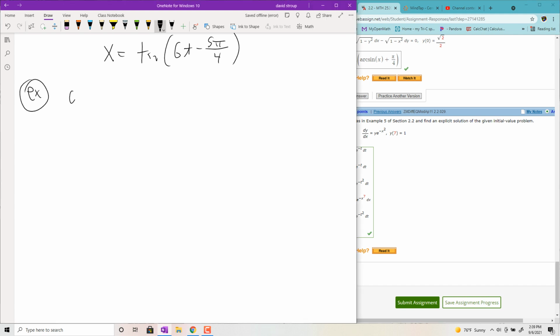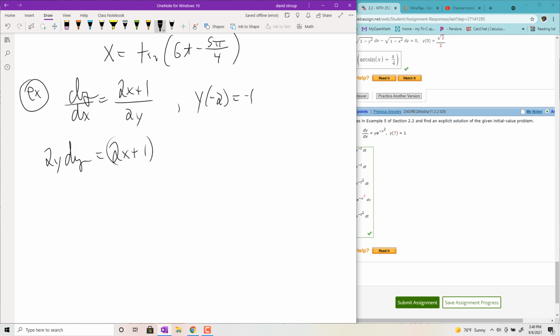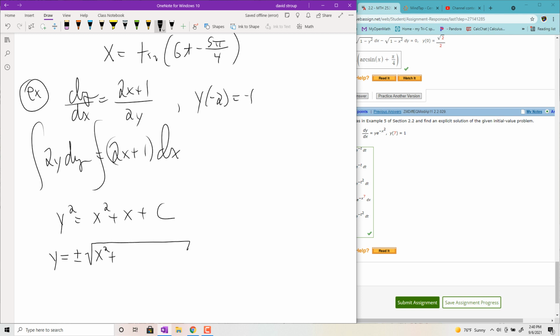So anyways, an example: dy over dx equals 2x plus 1 over 2y, and then we want y of negative 2 equals negative 1. So separating, integrating, and then here we have an implicit solution. The explicit solutions you'd find by taking the square root on both sides, and you get x squared plus x plus c inside of that square root.